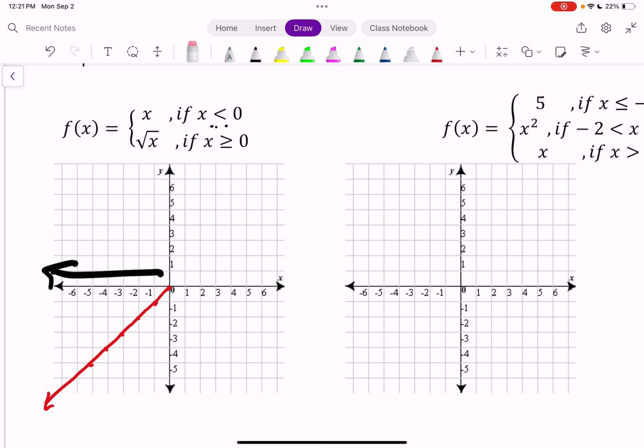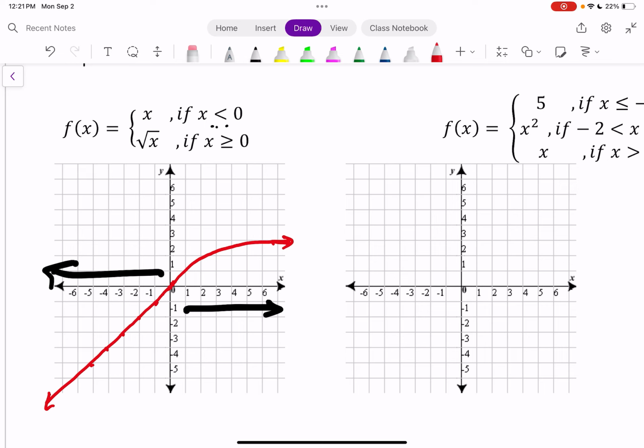For x greater than or equal to 0, so on this side of the graph, grab the square root function. If you look at the square root function, it looks like this. It's like a sideways parabola. And that's it. And they meet at 0, so we continue right through. Right? So if I plug in a 0 for x here, I get 0. Square root of 0 is 0. So both pieces end in the same spot.